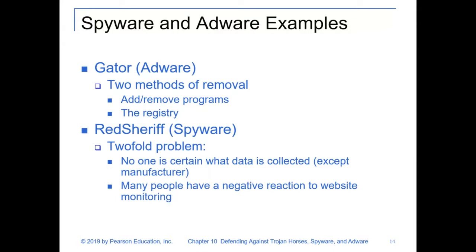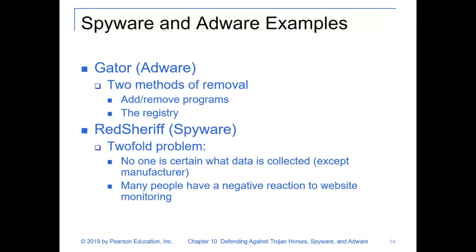All right, so two examples of spyware and adware are, first, Gator. This is probably the most widely known adware product, and usually it's going to be distributed with a variety of free software packages. Now, once it's installed on your computer, it's going to send you pop-up ads, and the company's going to make money off selling those pop-up ads.